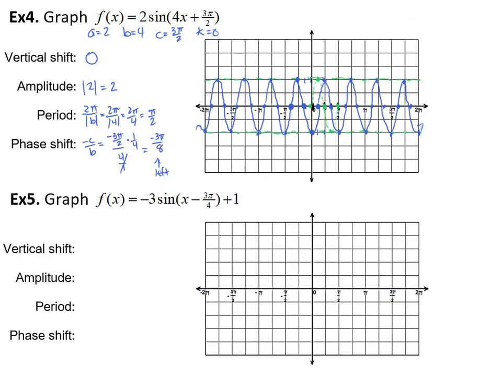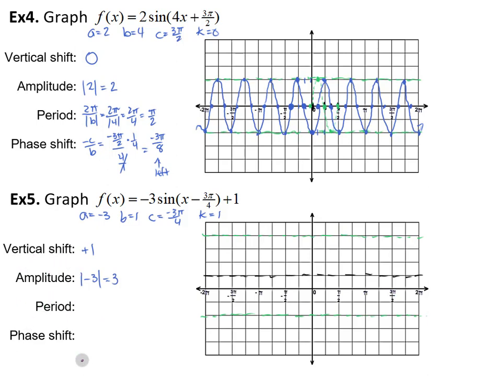Let's move on to the last example. Okay, graphing -3 sine of x minus 3 pi fourths plus 1. Let's see what we can do here. So identify A, B, C, and K. Okay, our vertical shift is +1. So we can go up 1 and make that our new x-axis. And our amplitude is the absolute value of -3, or 3. So we'd want to mark from that new x-axis that we can go up 3 and down 3 as our maximum and minimum. Okay, so there's our max and minimum values marked.